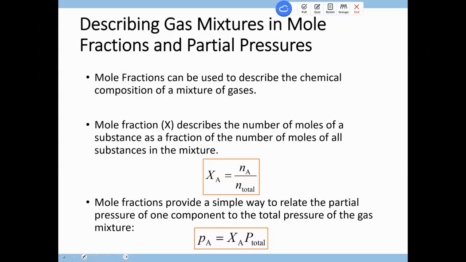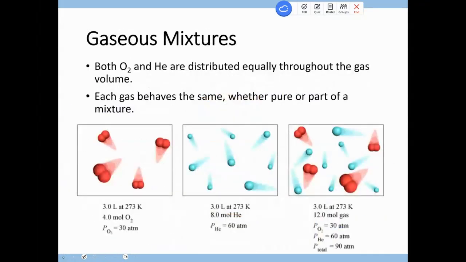Let's go back just real quick to this slide. You don't have to, but we're just going to look at this slide here. This was Dalton's law of partial pressure. This shows we have 3 containers. All of them are at a volume of 3 liters and a temperature of 273 Kelvin. Our first container has 4 moles of oxygen at a pressure of 30 atmospheres. The second has 8 moles of helium, which has a pressure of 60 atmospheres.